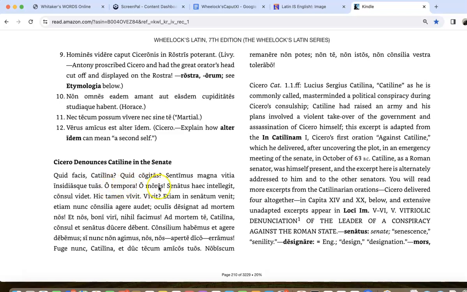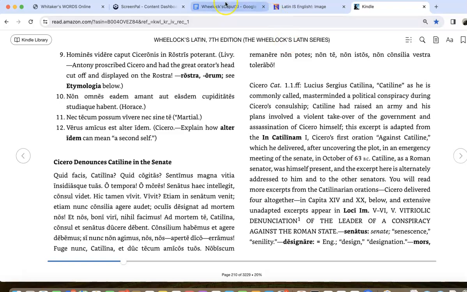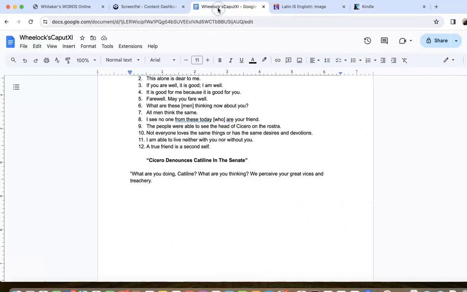And then this is one of the most famous lines in all of Latin literature. Oh, the times, oh, the customs, or oh, the mores. I'll say customs, although literally mores.